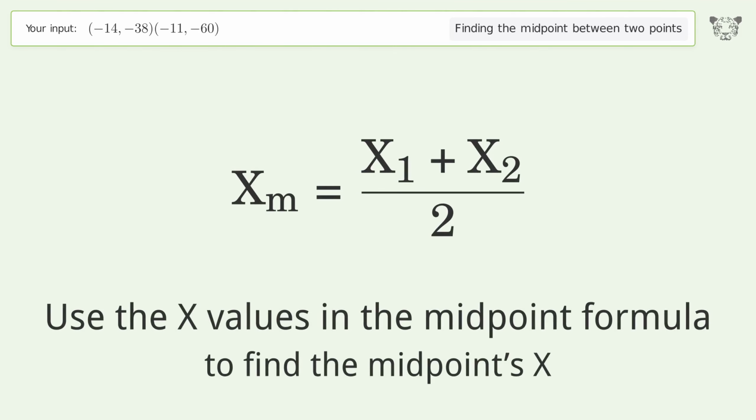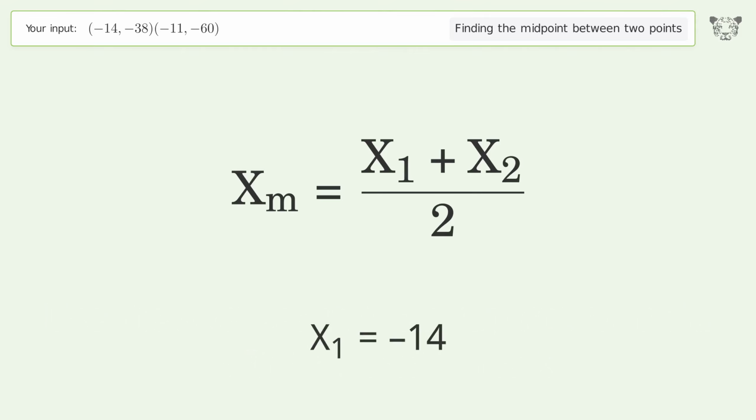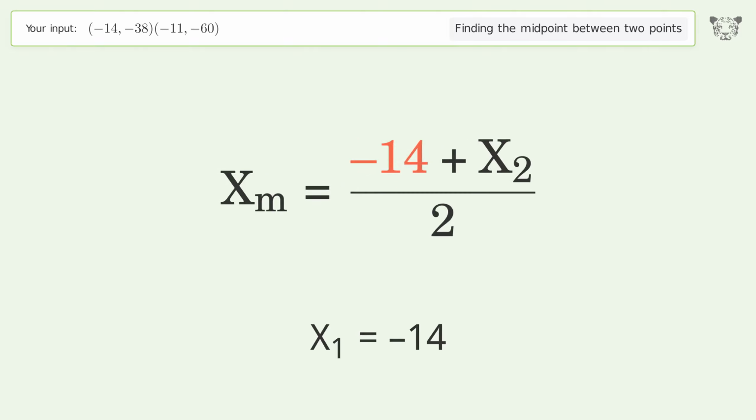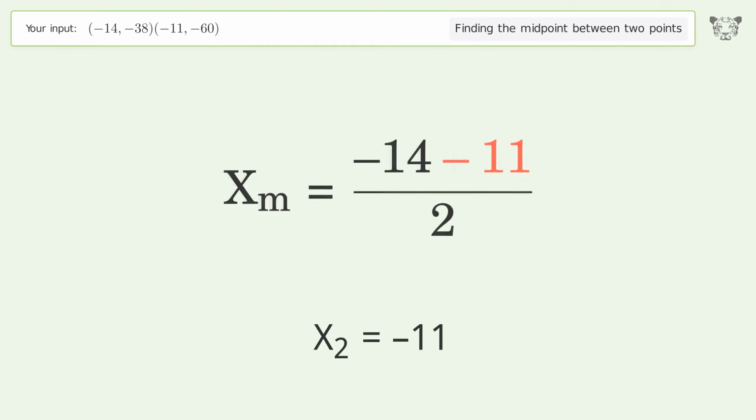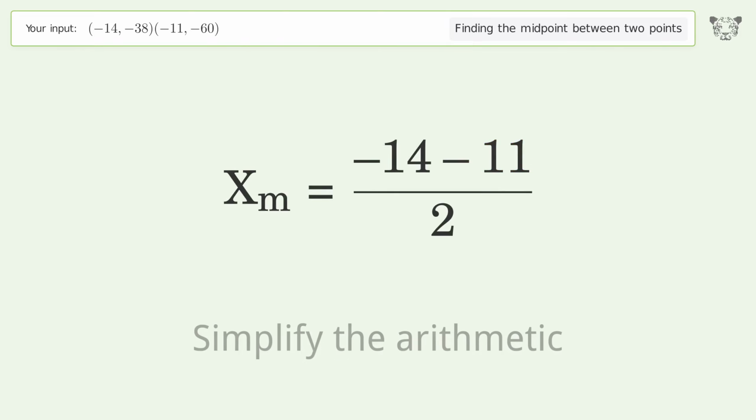Use the x values in the midpoint formula to find the midpoint's x. x1 equals -14. x2 equals -11. Simplify the arithmetic.